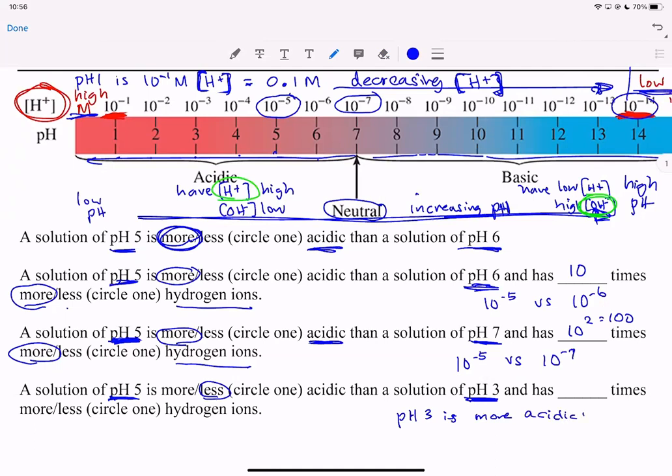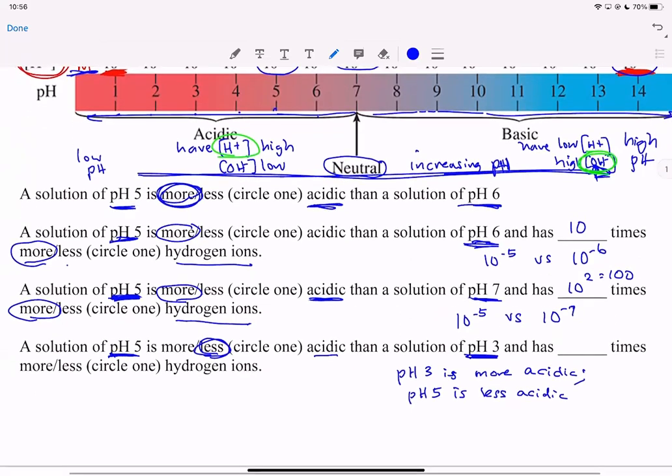Okay, and then the reverse of that is saying that pH 5 is less acidic. So that's why I circled "less" that time, because we're talking about acidic. Now let's see the comparison of hydrogen ions.